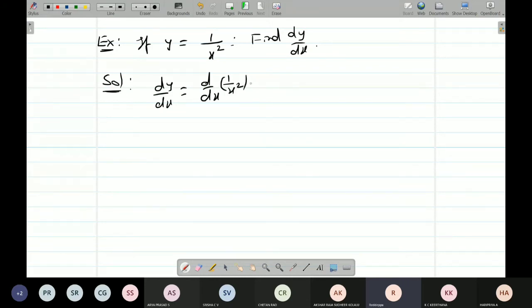You have to take this x square in the denominator, bring it to the numerator, and write it as d by dx of x power minus 2. Now you have to use that formula, the Power Rule. According to the Power Rule, d by dx of x power n is equal to n into x power n minus 1.